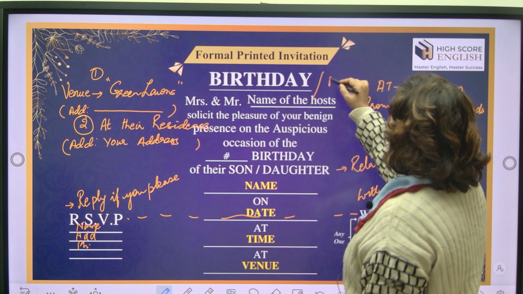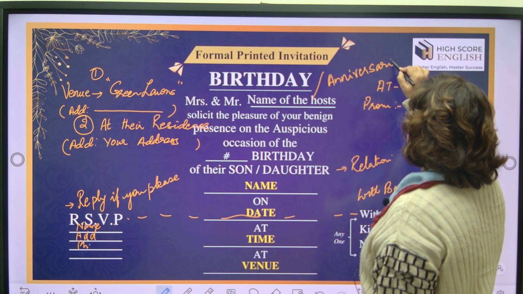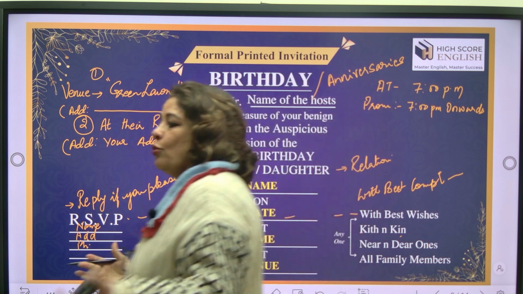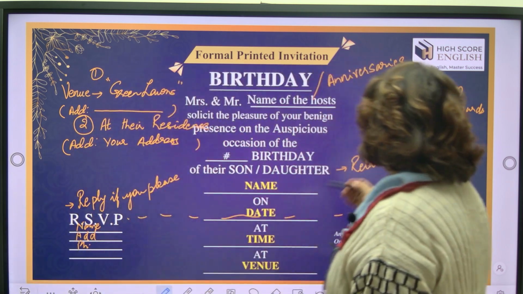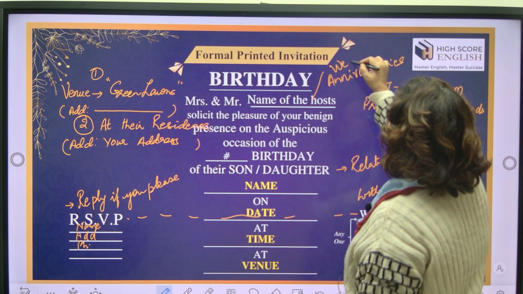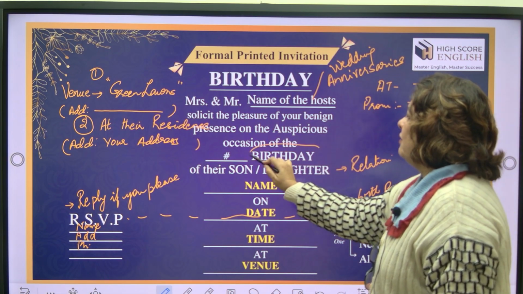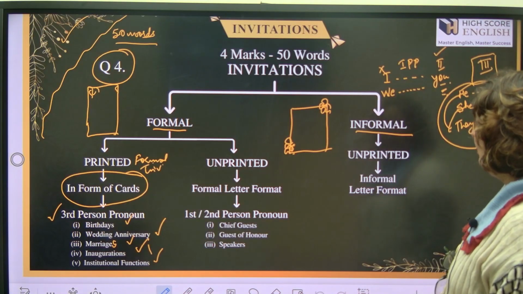Same format goes for anniversaries also. Anniversaries, I'm not talking about anniversary meaning when one year gets over, but we have to specifically write wedding anniversaries. Okay, we have to do wedding anniversary. The same format goes, only the event changes there. Okay, so let me do one sample with you.